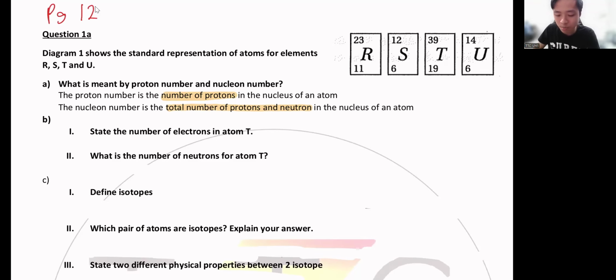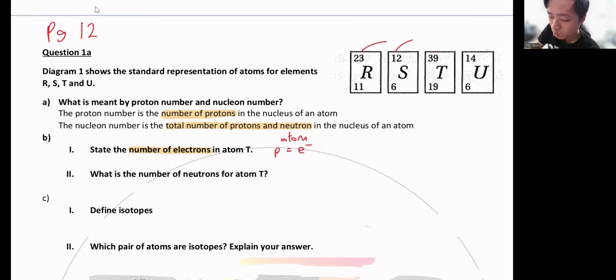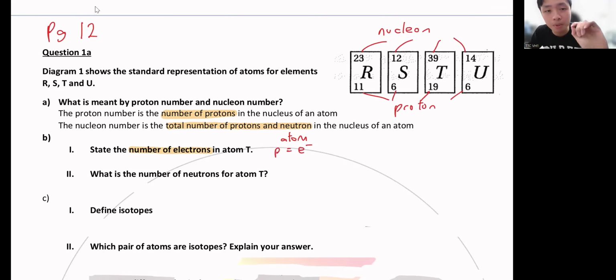Okay. So state the number of electrons in atom T. Atom means, remember the word atom means the number of protons equals the number of electrons. So remember the number on top represents the nucleon number. Then on the bottom, the smaller number is the proton number.